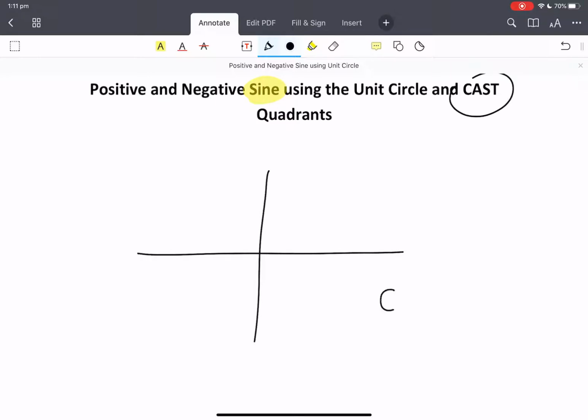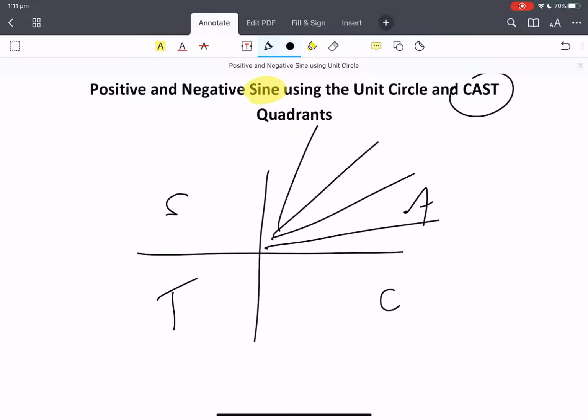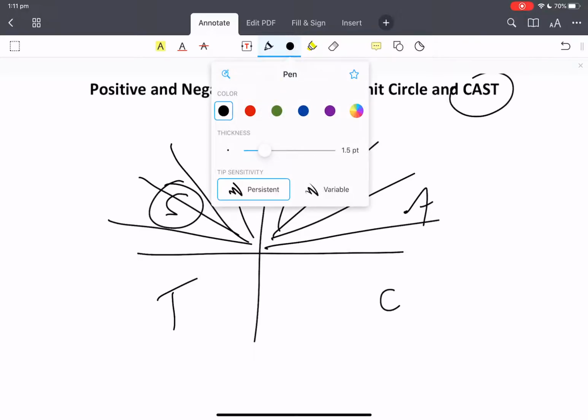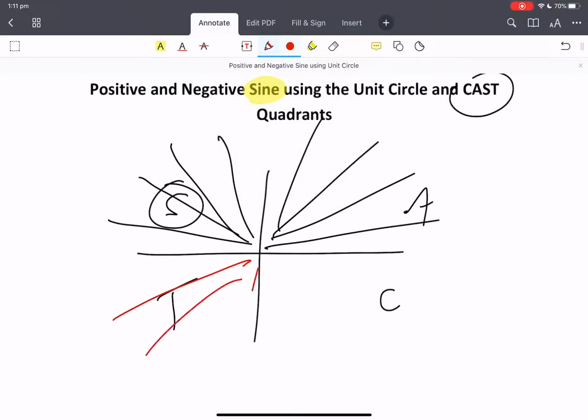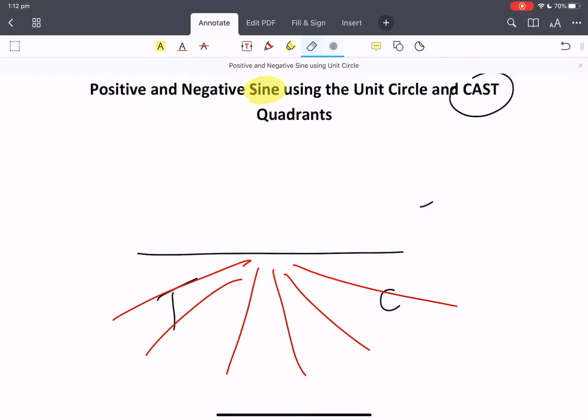CAST, C-A-S-T. If you have an angle anywhere in that section, in that quadrant, then sine will be positive, and it's also positive over here in the S. So all of those, sine will be positive. And if it's not in those, it's negative. Done. No understanding, just answers.